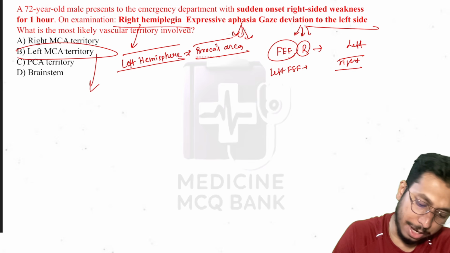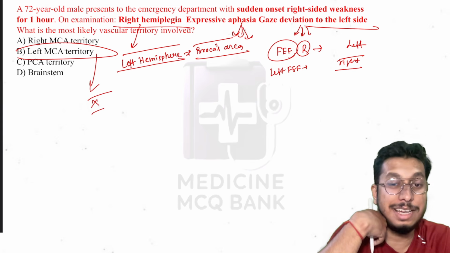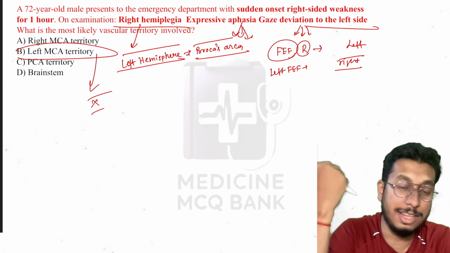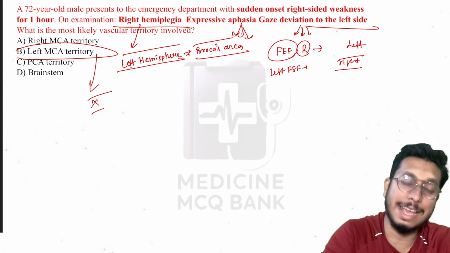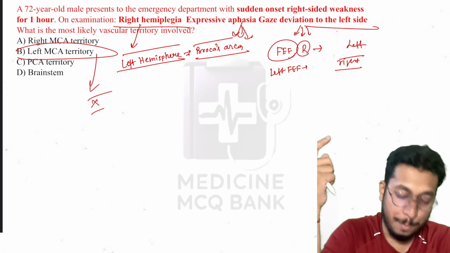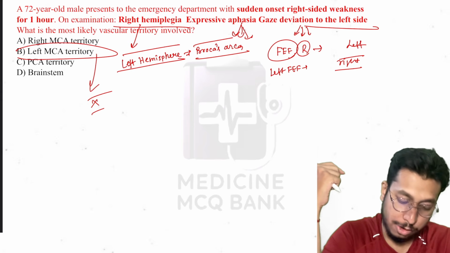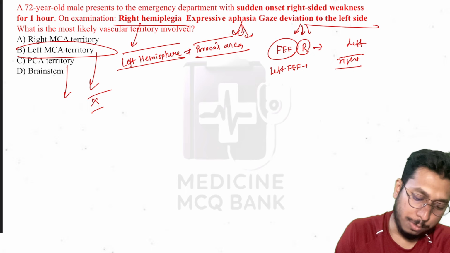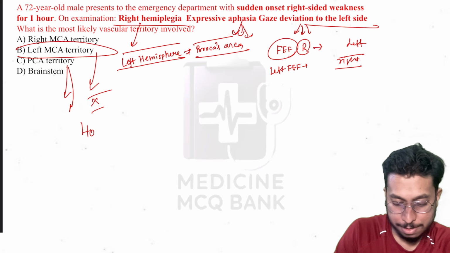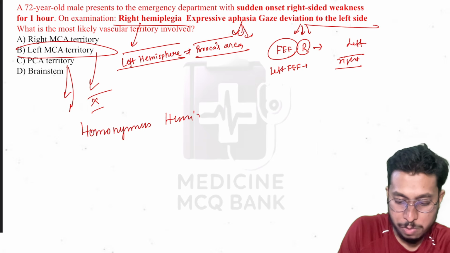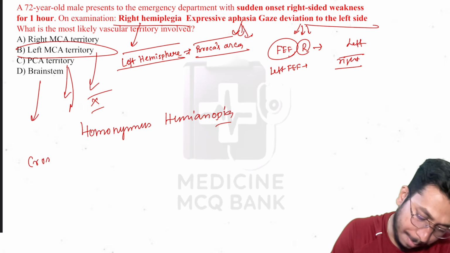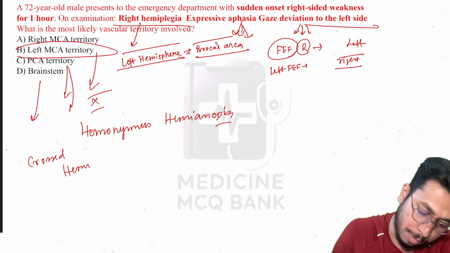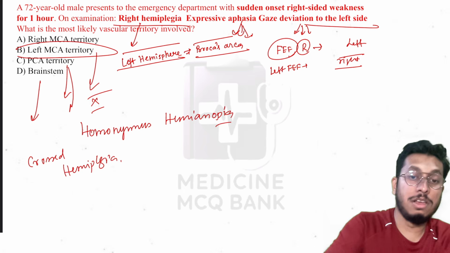MCA territory involvement. Okay. Why not right MCA? Right MCA will cause left hemiplegia and there will be no aphasia in case of right MCA territory. Why not PCA? PCA does not present like it. PCA will present with vomiting, some sort of stroke, and there will be ophthalmological involvement in the form of homonymous hemianopia. Why not brainstem? In brainstem involvement, there are crossed findings. Crossed hemiplegia is seen in case of brainstem involvement. Okay.